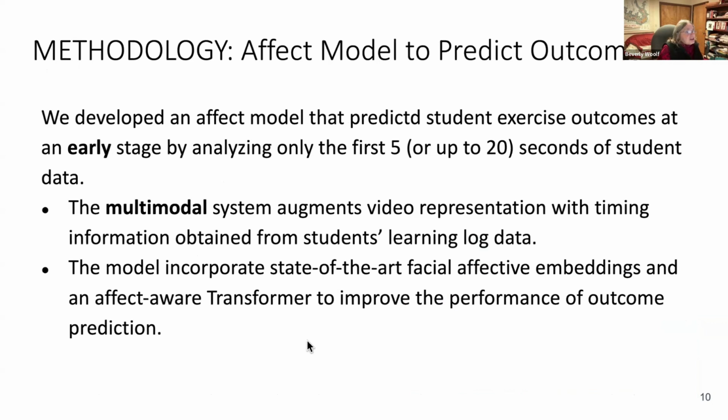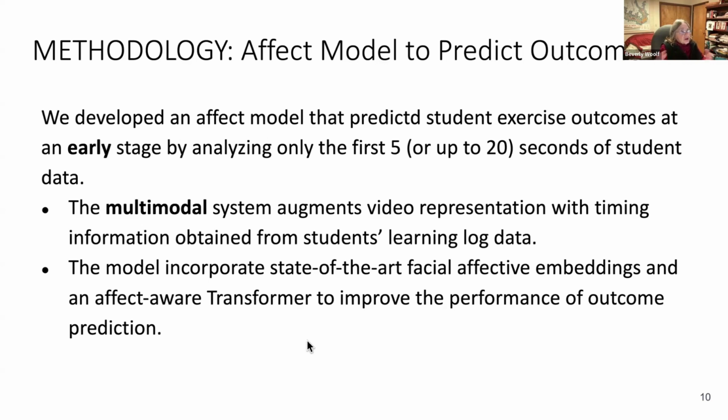We developed an affect model. That means that affect is, of course, emotion. So we're attributing to every one of their behaviors frustration, flow, excitement, anger. And the predicted student exercise. Sometimes we were able to predict in the first 5 seconds, and I'll show you that later. In 5 seconds, we were able to predict what that student was going to do.